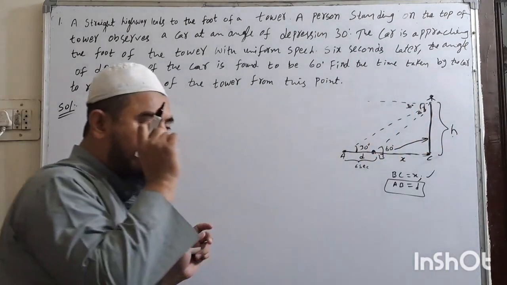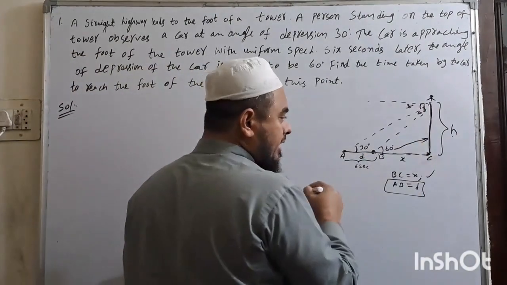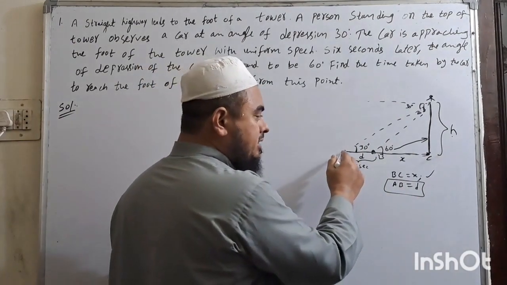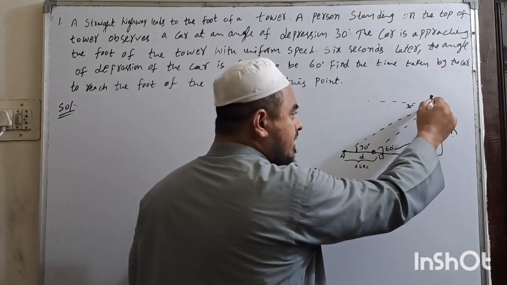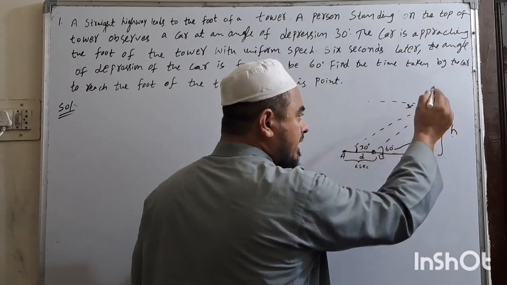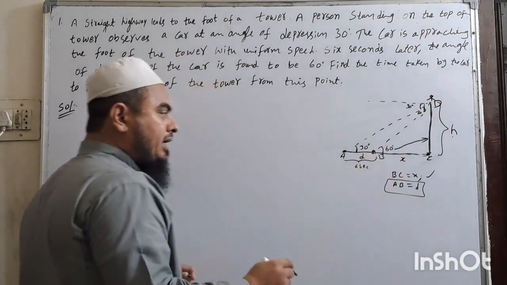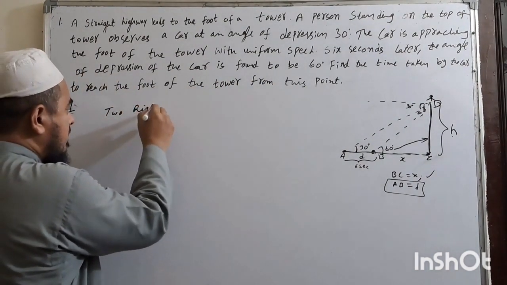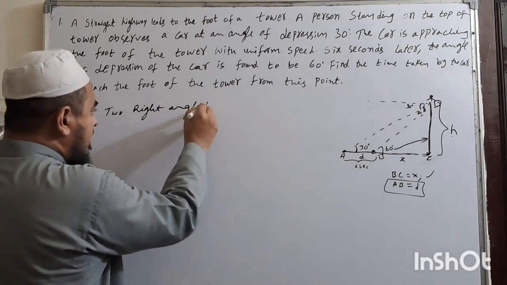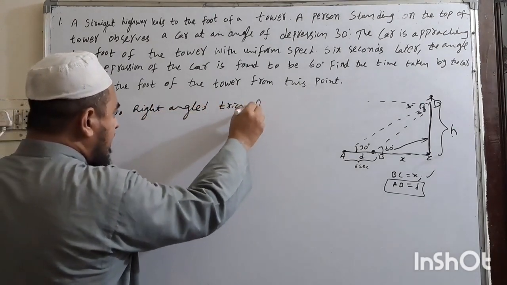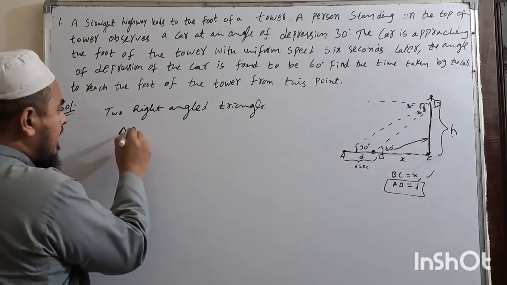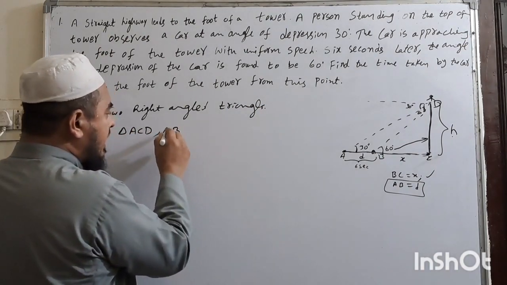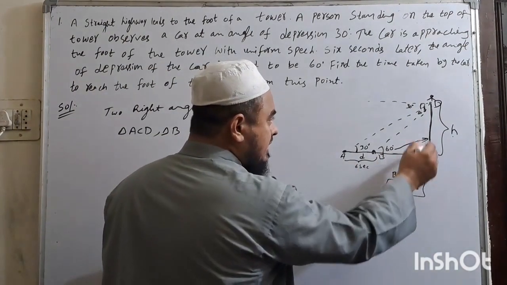The tower is the opposite side of the right angle triangle. So here two right angle triangles are formed. One right angle triangle is A, C, and we can give the top of the tower where he is standing as D. So two right angle triangles are formed. One is triangle ACD. Another triangle here we have is another one. First one is triangle ACD.